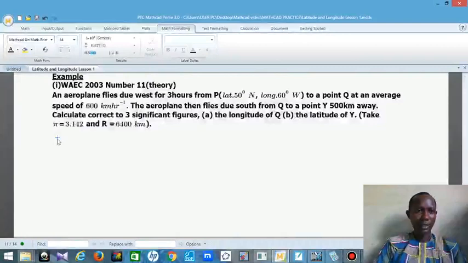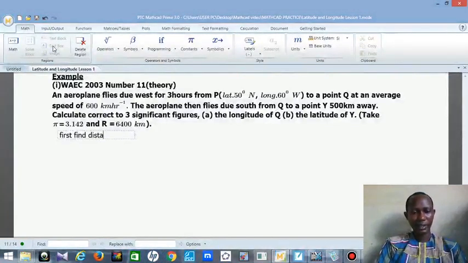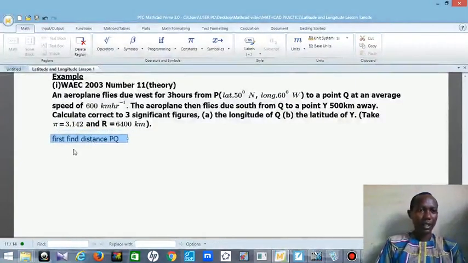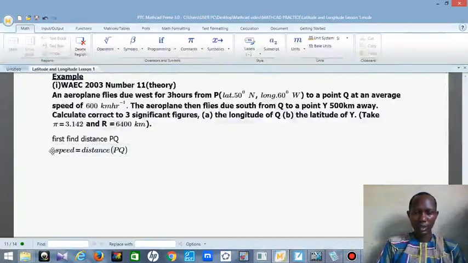So first I need a text format to do that. First, find distance PQ. Okay, so this is what we need to do first. So distance PQ will now be what? Remember your formula for speed. Speed is equal to distance, we talk of distance PQ, put it in brackets, distance PQ over time.